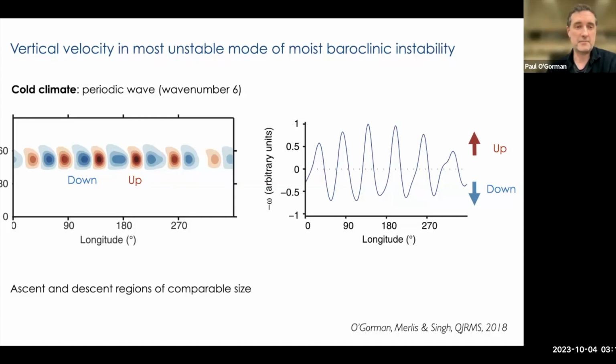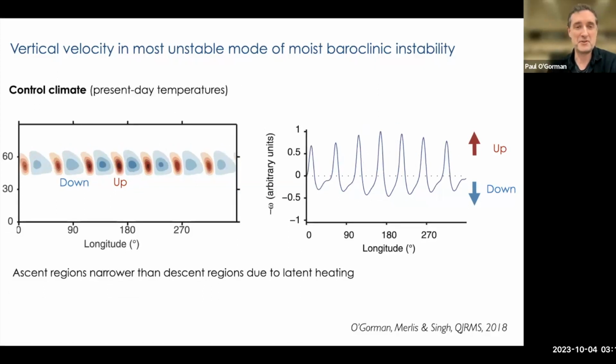You can see the red and blue are a little bit different in size, but basically it's pretty symmetric in this very cold climate because there isn't that much water vapor, which would break the symmetry. And the right is just a cross-section of the vertical velocity at a particular latitude, and you can see this kind of wave number 6 pattern. So now we'll go to present-day climate type temperatures.